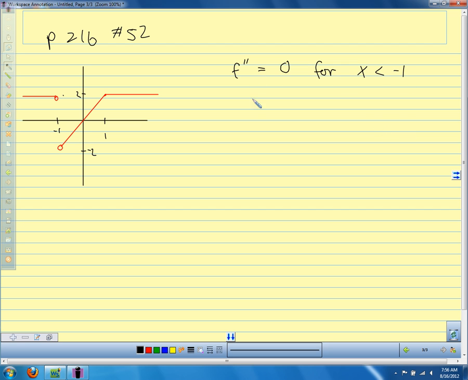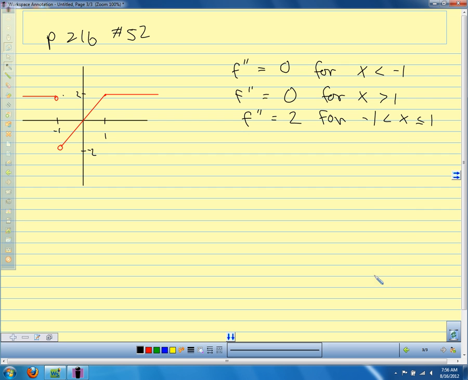How about for x greater than 1? 0. How about between negative 1 and 1? Is it 2? Yeah. Okay. f double prime equals 2 for x between, I'm going to say, negative 1 less than x less than or equal to 1.